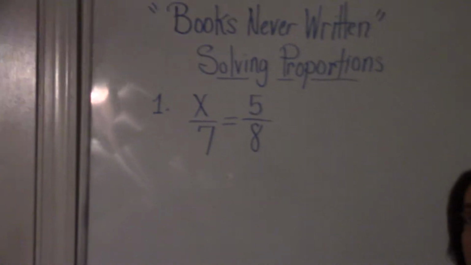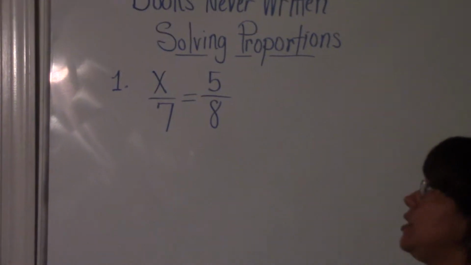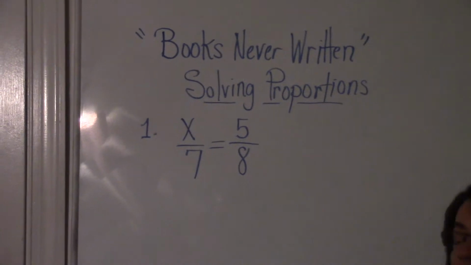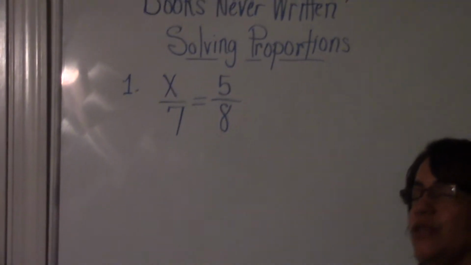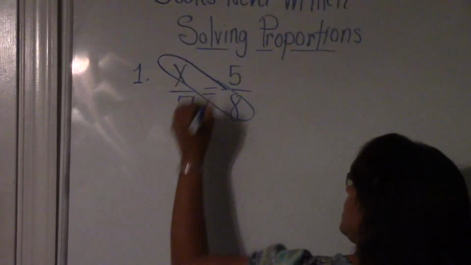Okay, let's go over solving proportions. After we do this little review, you're going to work on a worksheet called Books Never Written. So let's go ahead and review. When you solve proportions, you can cross multiply to solve for your unknown. So we're going to cross multiply.